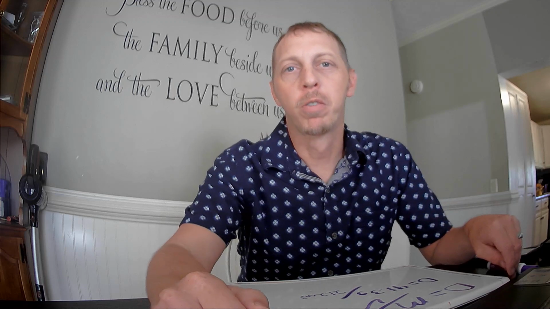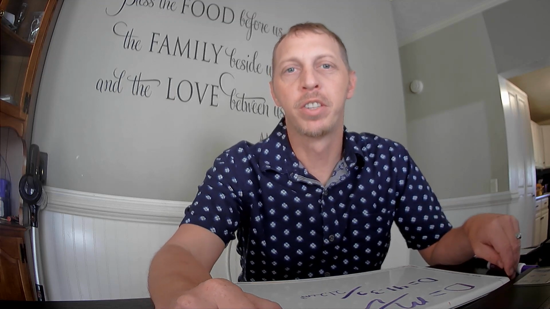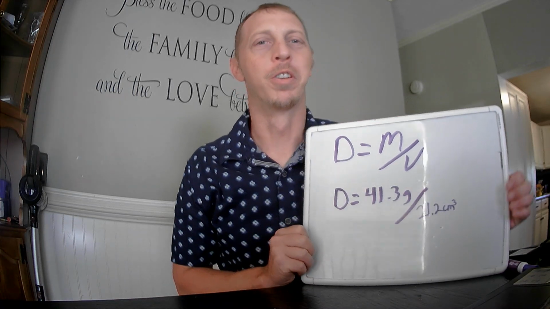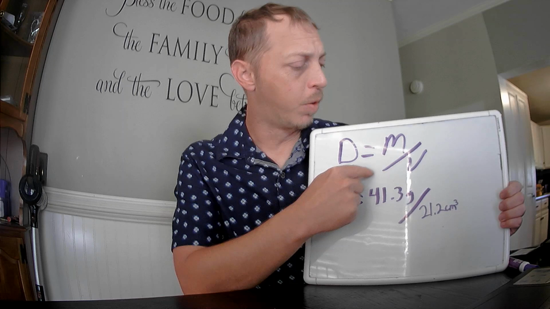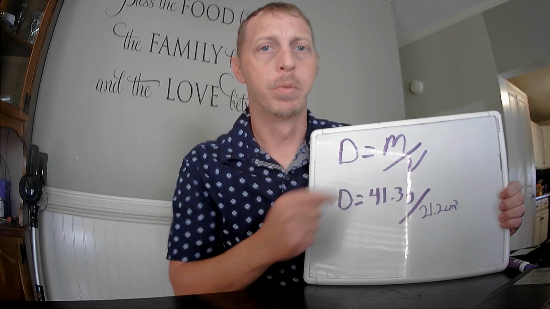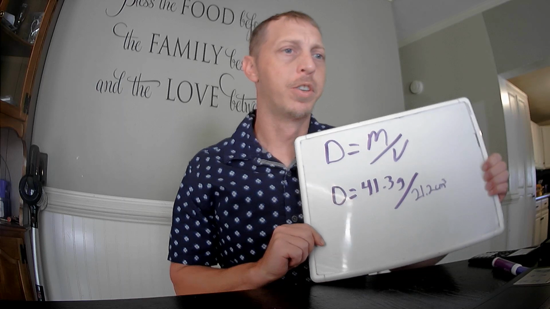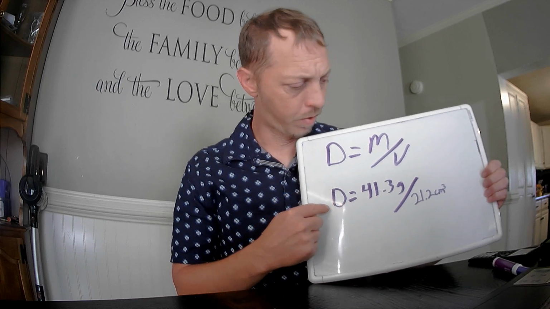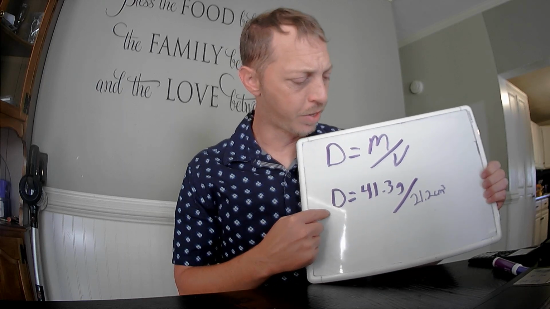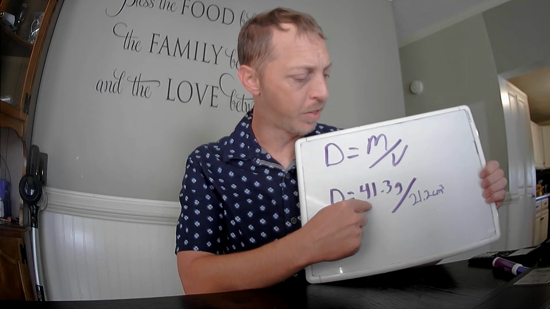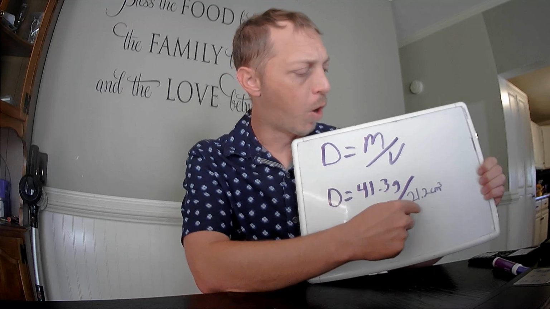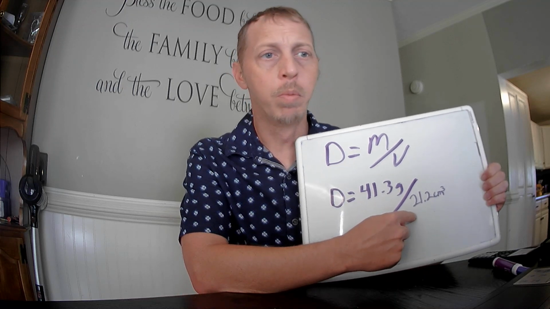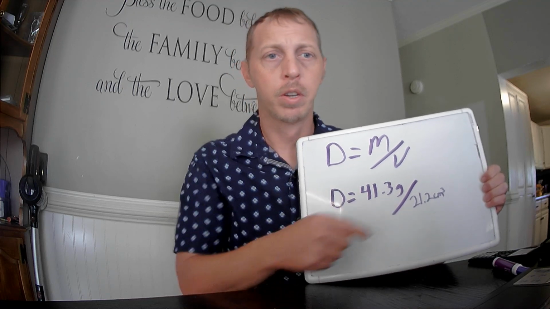My name is Mr. McCall, and today we're going to talk about density. The equation for density is density equals mass divided by volume. Now, today I have this equation laid out here. Density equals, I'm going to have my mass is 41.3 grams and my volume to be 21.2 centimeters cubed.